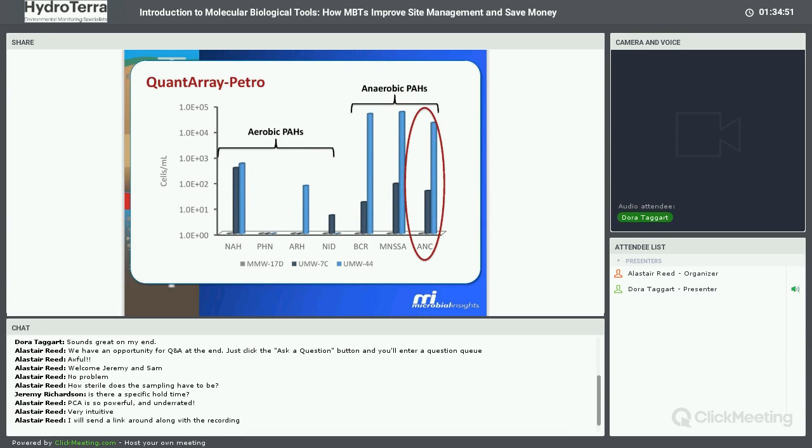So now I want to show you the QuantArray results for these same locations. Again, remember 17D is our background. Look at that. When we look at QuantArray, again, just focusing on the PAHs due to time today, we have no detection of aerobic or anaerobic genes for PAH degradation in those uncontaminated areas. But in the contaminated source area well, this dark blue, you can see we have both aerobic and anaerobic potential that's there, and particularly in that down gradient location, we've got a lot of anaerobic potential.